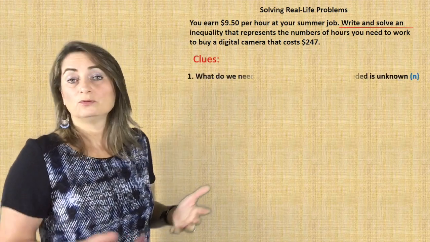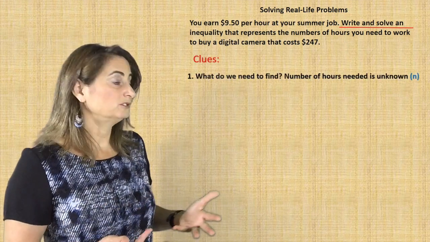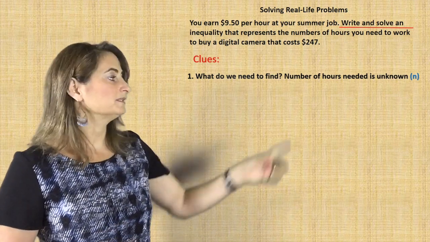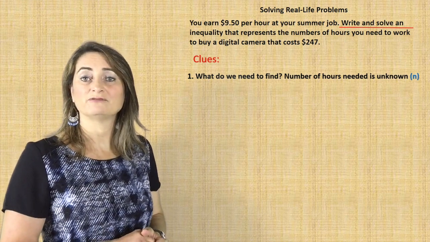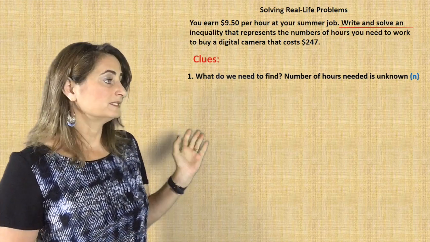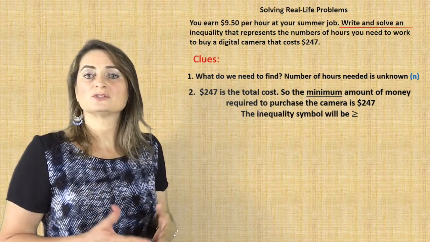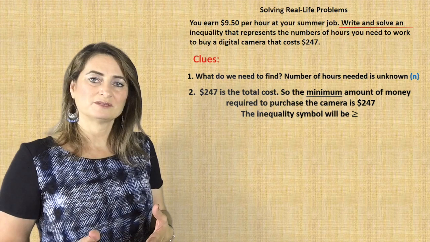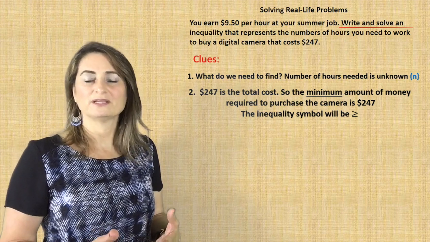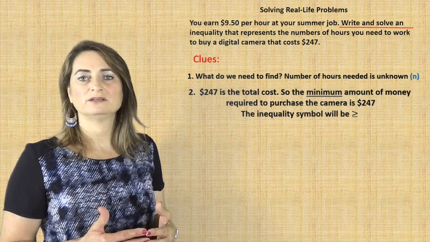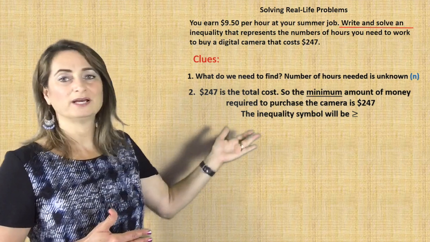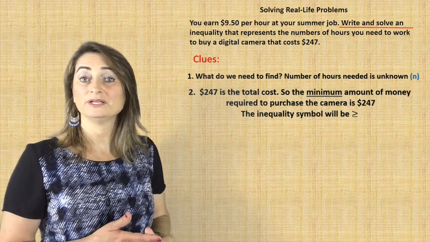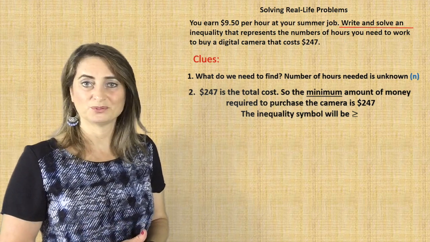The first clue, what do we need to find? We need to find the number of hours. And so we don't know what that is. We give it a letter, and this time we're going to give the number of hours worked, N. The second clue is the total cost, $247. Can I make more than $247 in my summer job to afford the camera? Yes, but at least $247. And that's a clue that the minimum amount I need to make is $247, so I use more than or equal as my inequality symbol.